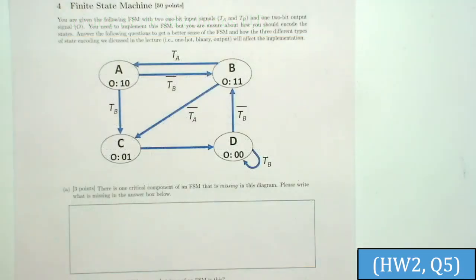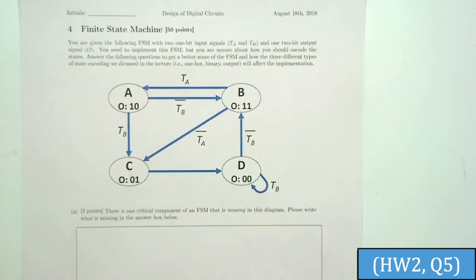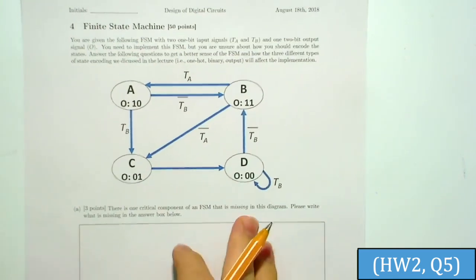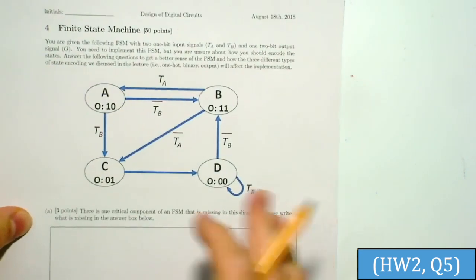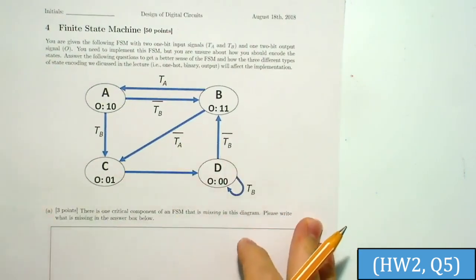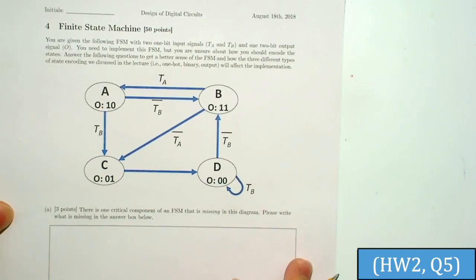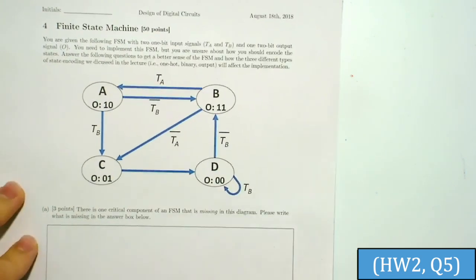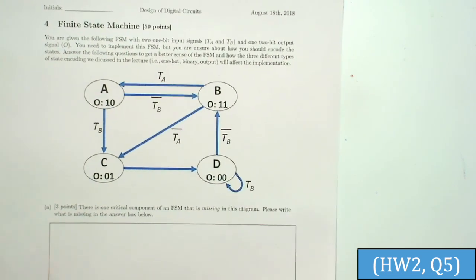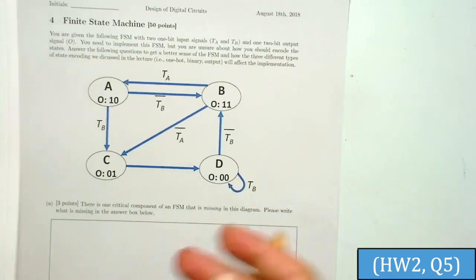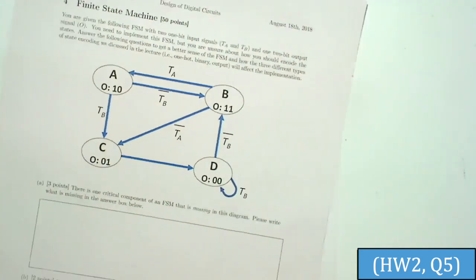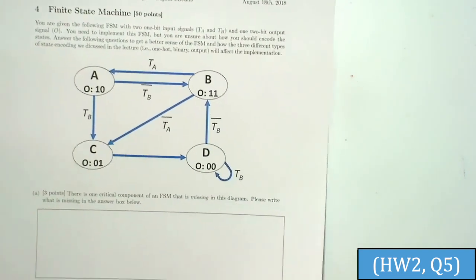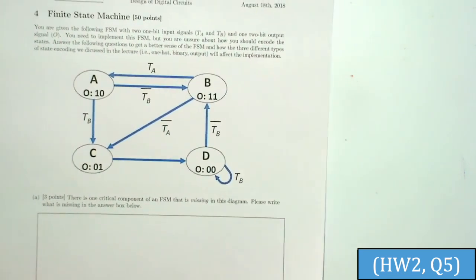All right, we'll solve the fourth question from the exam. The fourth question is about FSMs, the finite state machines. In this question, you are basically given a state representation of an FSM, and the question asks several things related to the FSM, for example, representing it in a Boolean equation in one-hot encoding, binary encoding, and output encoding, as well as what's wrong with this representation, and we're going to try to correct it.